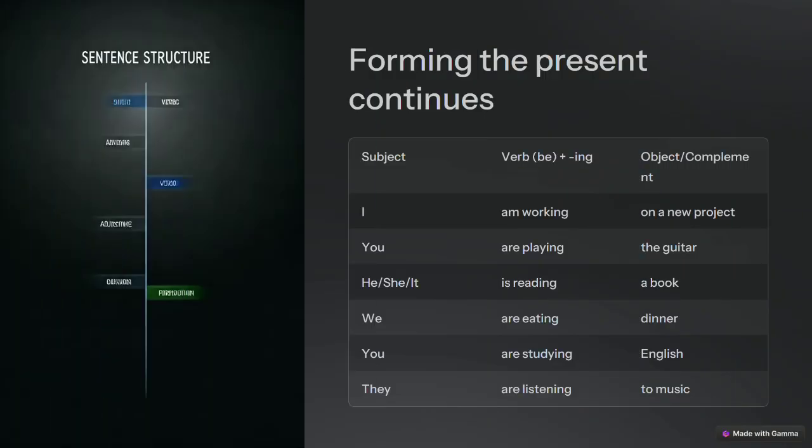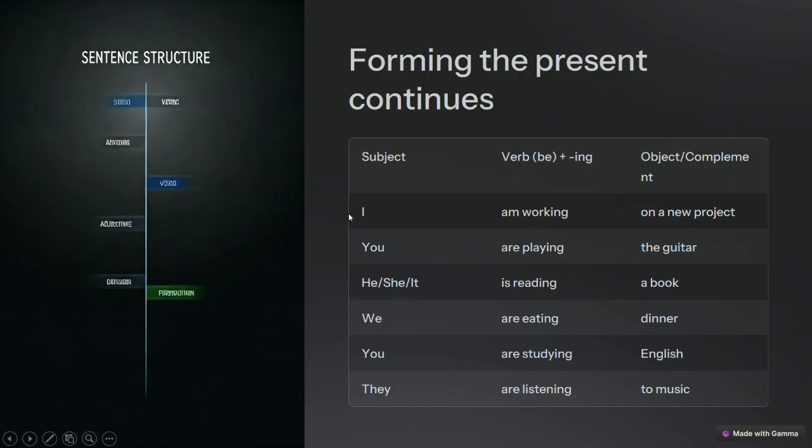This is the formula of present continuous. At first, we add the subject, then the to be verb, am, is, are, related to our subject. Then we add ing to our verbs, okay, and then the object. Okay, let's see some examples.